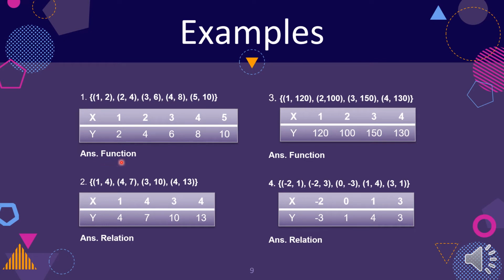Second example, 1 and 4, 4 and 7, 3 and 10, 4 and 13. What do you think it is? Is it a function or relation? It's a relation, because x is repeated, therefore it's not a function.